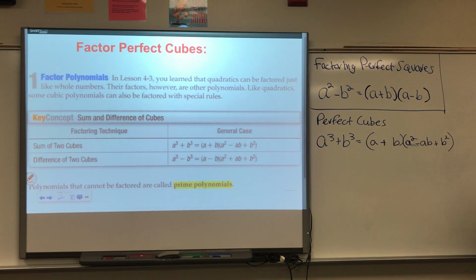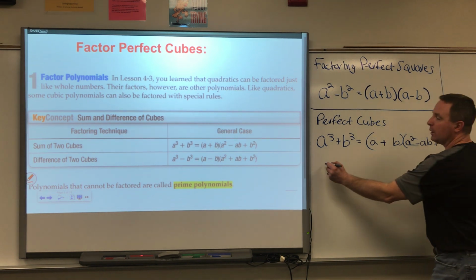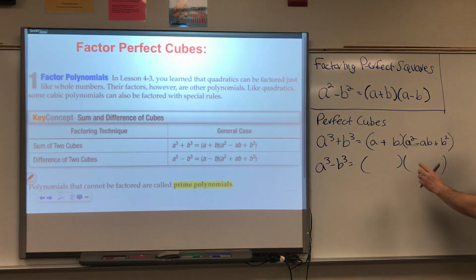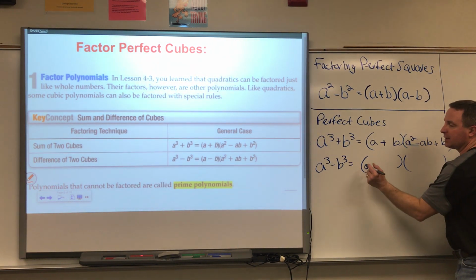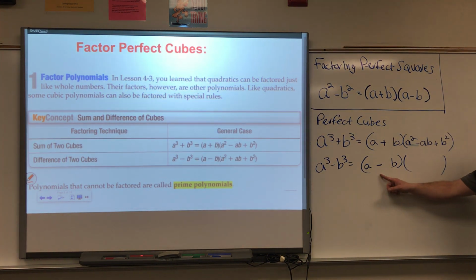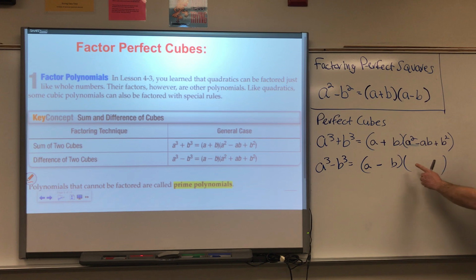Okay, and it sounds confusing, it sounds a little intimidating, but the more you use it, the easier it becomes. And there's also one for subtraction, a cubed minus b cubed. Again, it's the same exact thing. I take the cube root of the first number, the cube root of the second number, and I keep the same sign. So again, we're going cube roots. Okay? Then I square the first number as a squared, change the sign, multiply the 2, and square the last number. Okay? And that's how we factor perfect cubes.